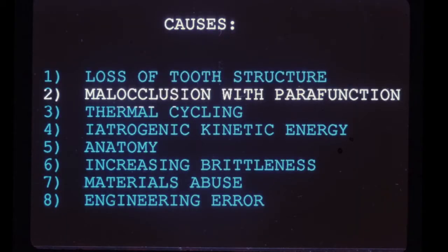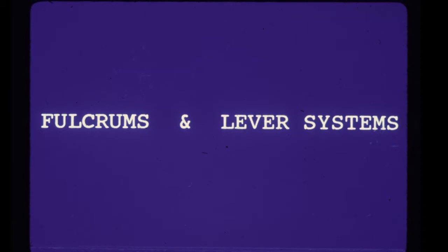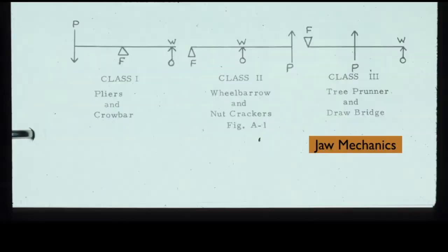Malocclusion with parafunction likely contributes because lateral contacts on posterior teeth produce bending and shearing forces. The mechanical engineering of our stomatognathic system is of interest from the point of view of fulcrums and lever systems. The worst lever system is a Class 1 from our point of view. Class 3 is the least efficient from an applied force point of view.